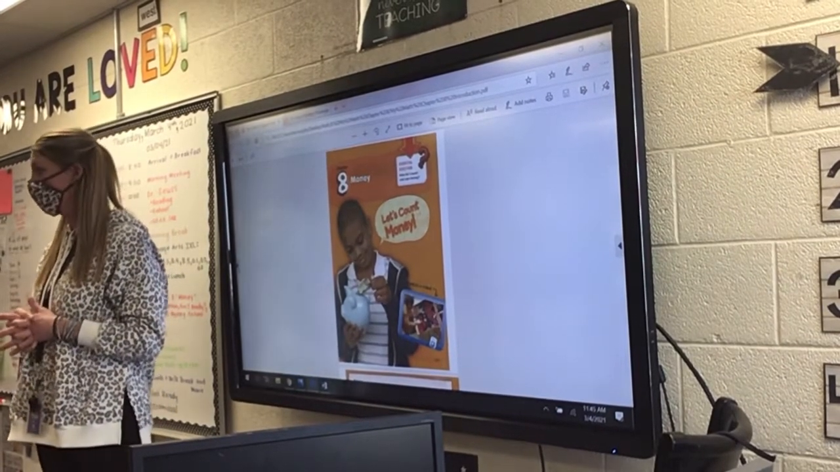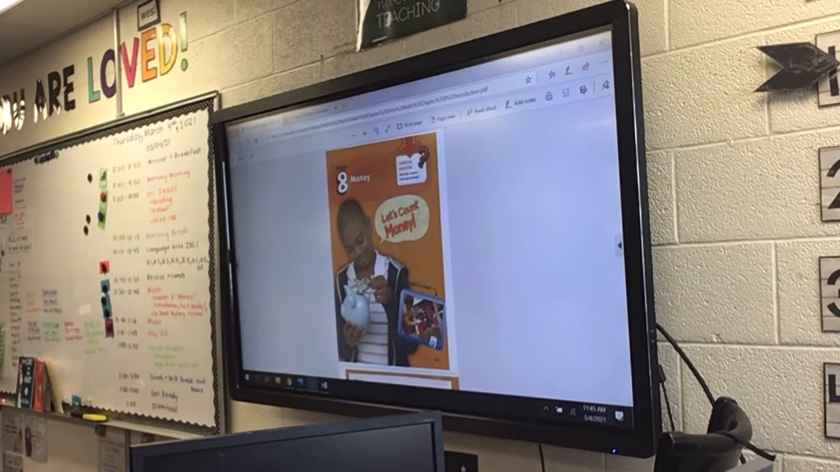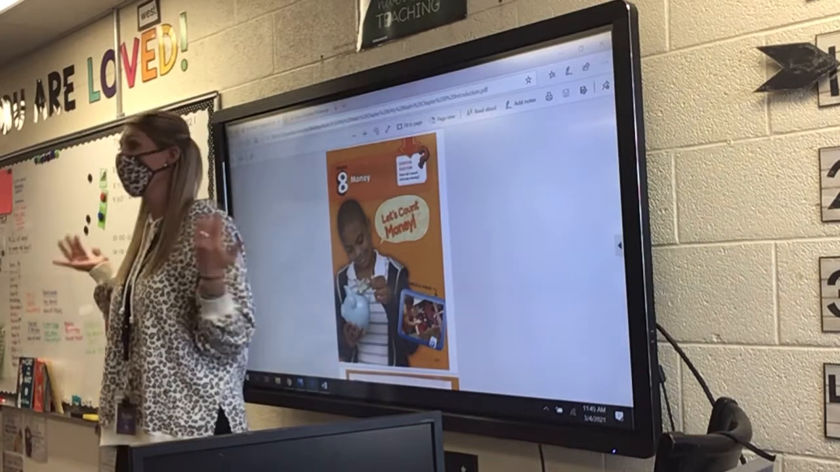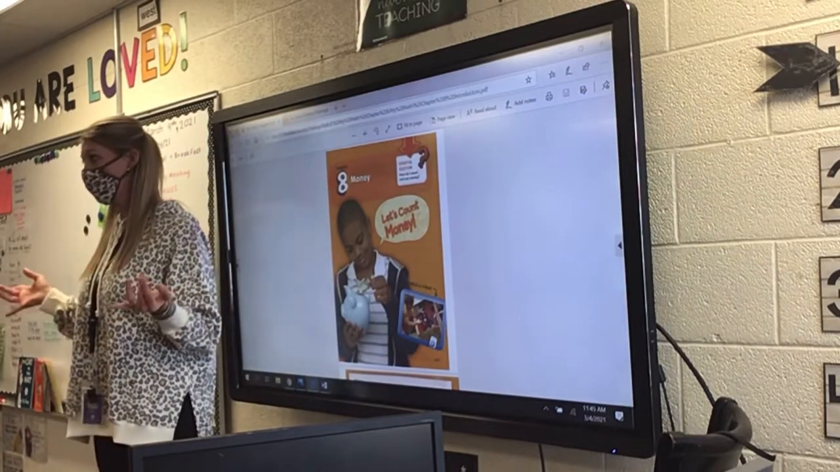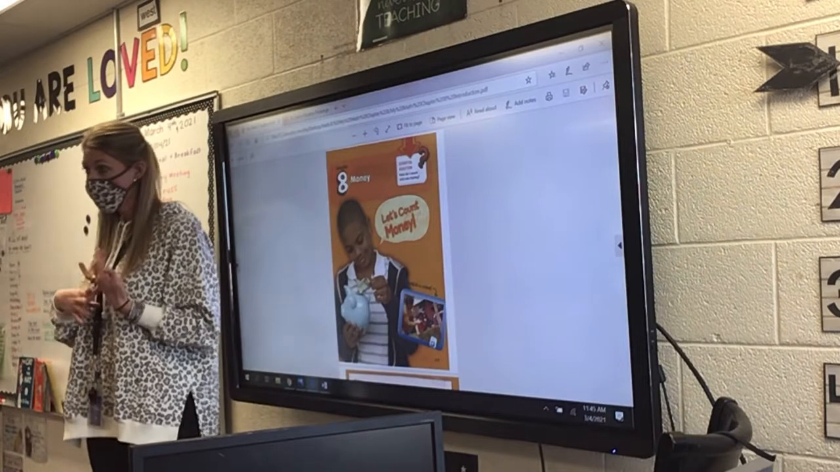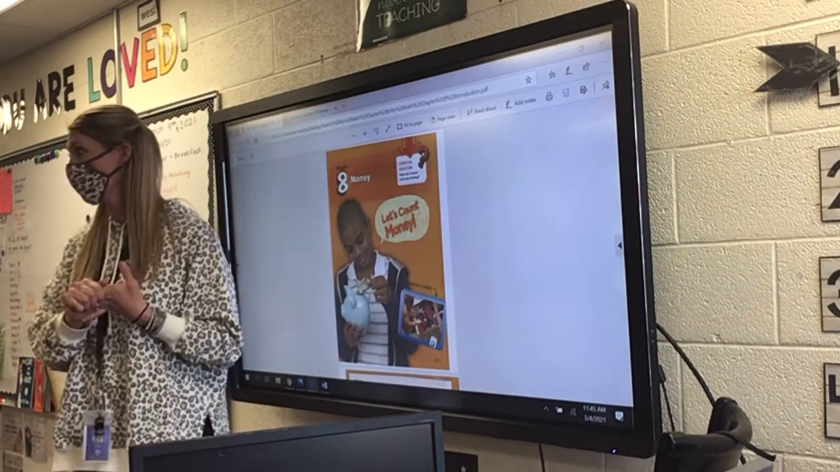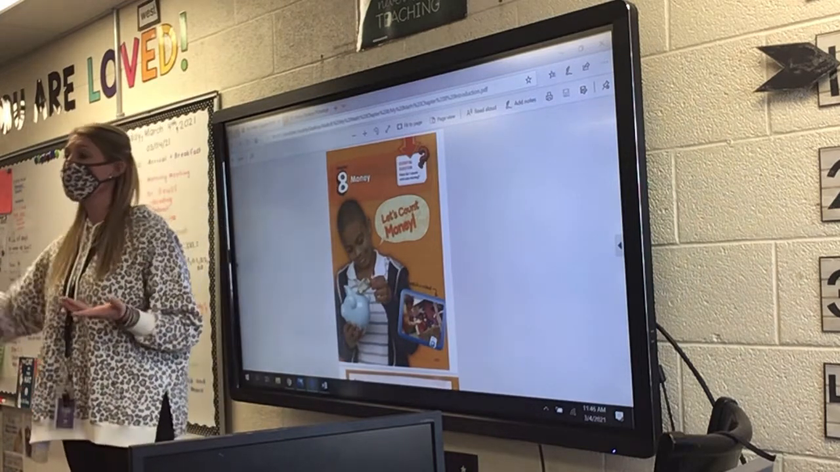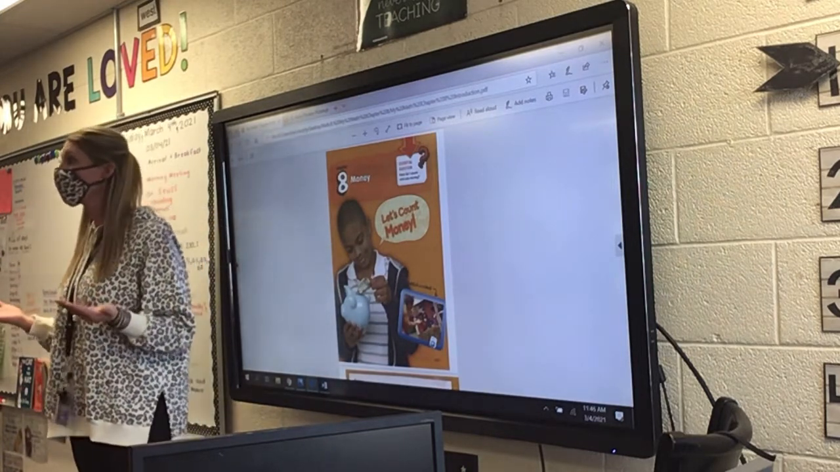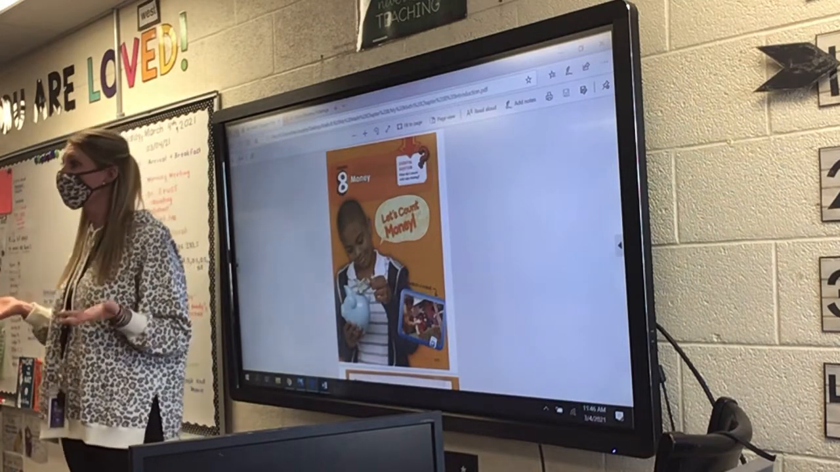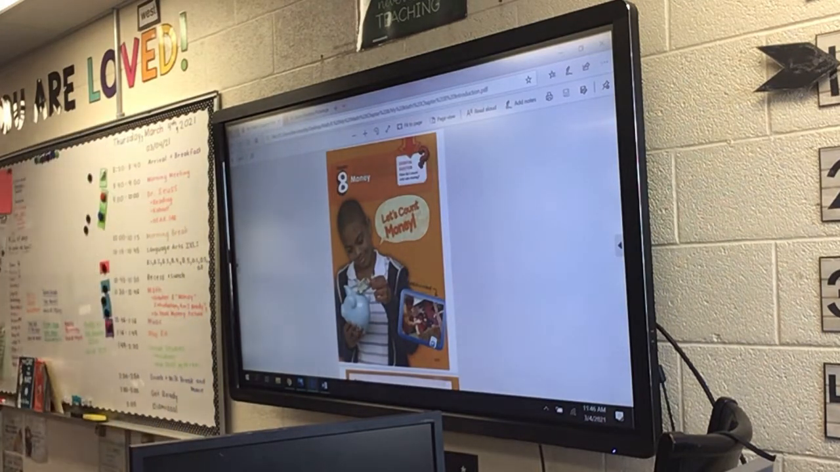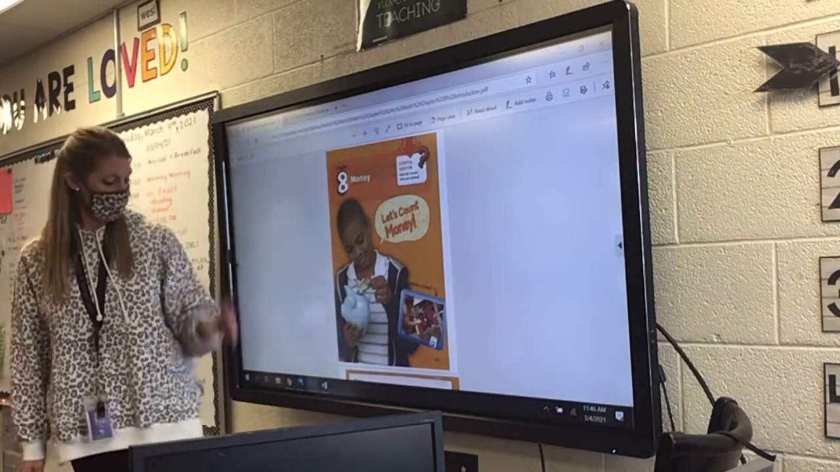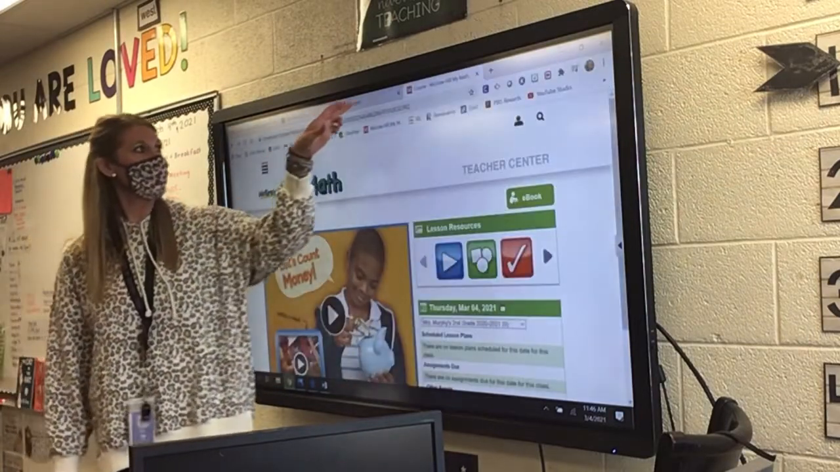Chapter 8 is on money. Our essential question is, how do I count and use money? Throughout this chapter, we will be reviewing the coins, pennies, nickels, dimes, quarters, and even some bills like the dollar bill. Then we'll be practicing counting it, because if you want to go shopping or to a store, you need to be able to count money. Okay? All right, so we're going to watch the video that goes with this to help us get started.